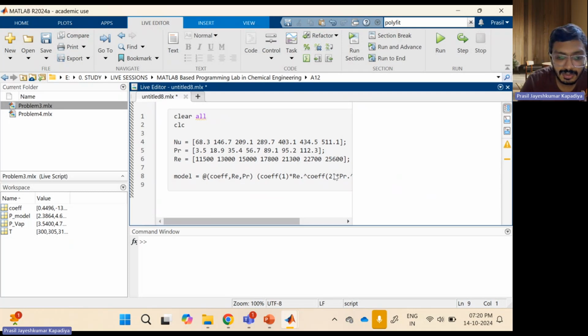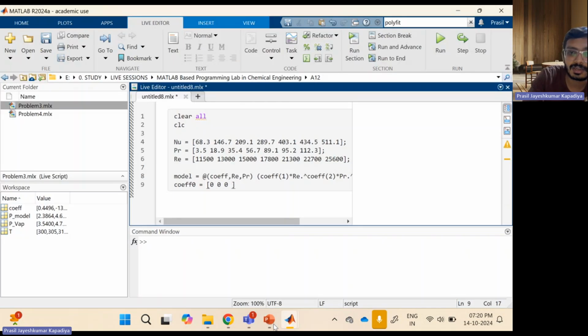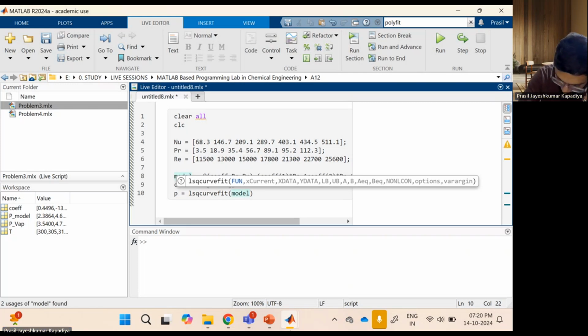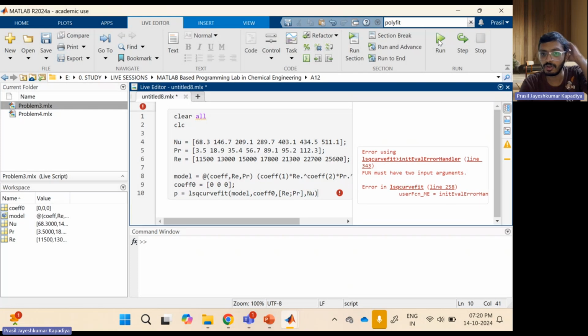I need to give some initial guess. So coefficient 0 is equal to what is told to us. Is there something told to us? Okay, it is nothing told. So let's take all as 0, 0, 0, initial guess. And my P is equal to lsqcurvefit. Then my model, that is my function, then my initial guess, that is coefficient 0. Then on the x-axis, Reynolds number, comma, Prandtl number, and on my y-axis is Nusselt. Okay, so let's try to fit this and see if we are getting it or not.